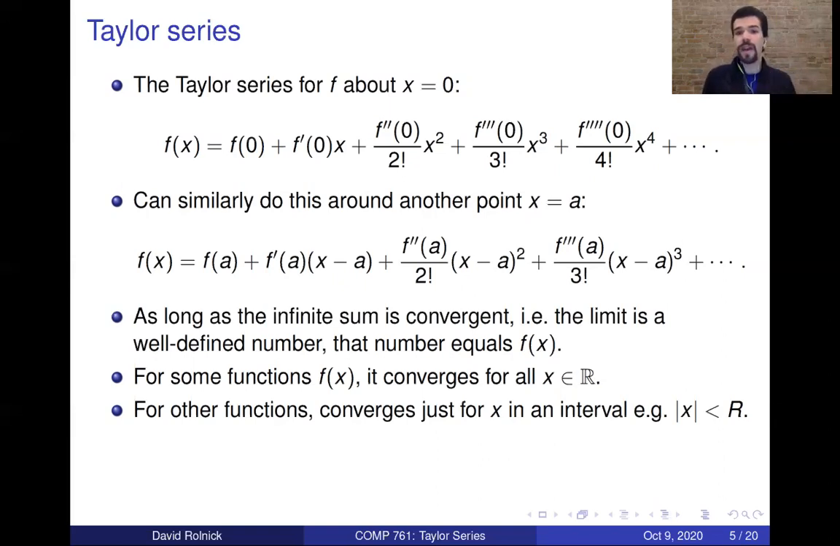For some functions f of x, it converges for all x. For example, for the exponential function, the Taylor series converges for all x. For other functions, it will converge just for x in a particular interval called the interval of convergence. Sometimes you can think of a convergence radius. And we can see that too, though I'm not really going to go into that.